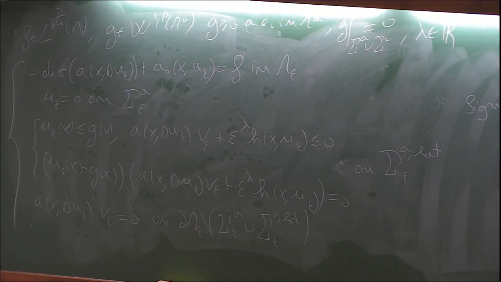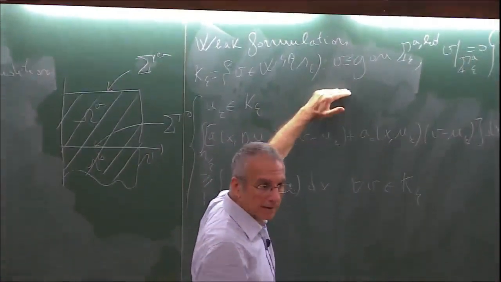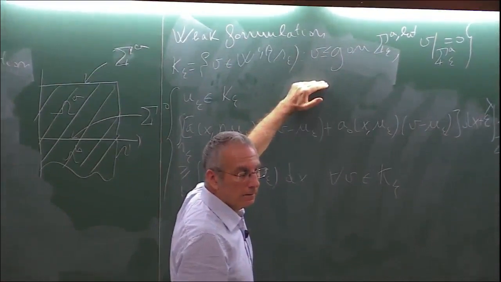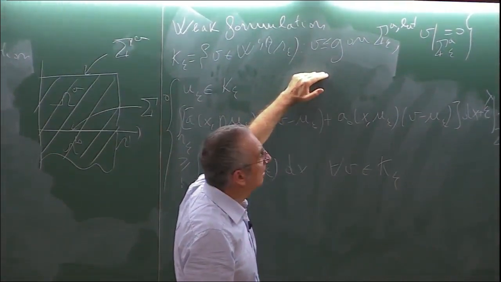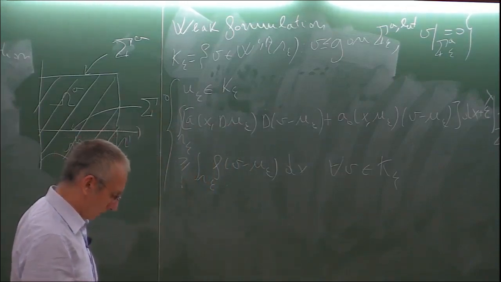This set is not a vector space. It is only a convex set. It's a closed convex set, but not a vector space. It also is not bounded. Okay? And this is the variational inequality. How to obtain it?